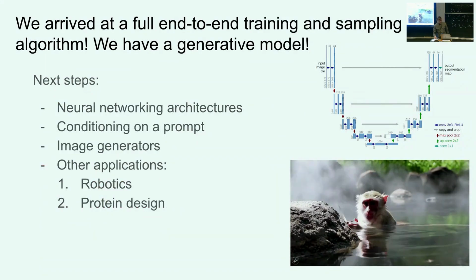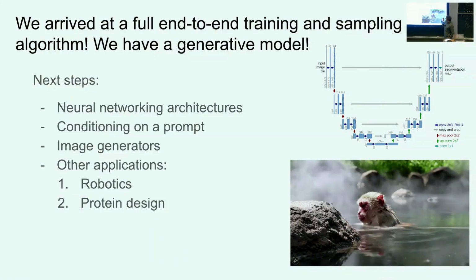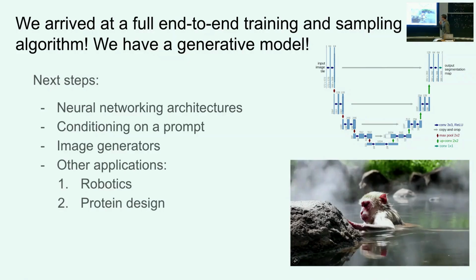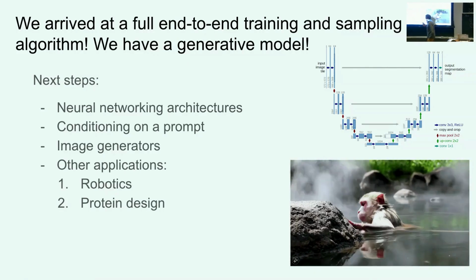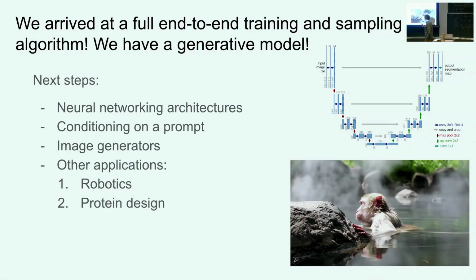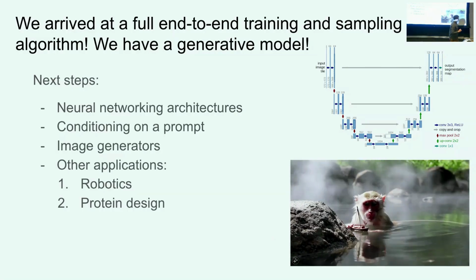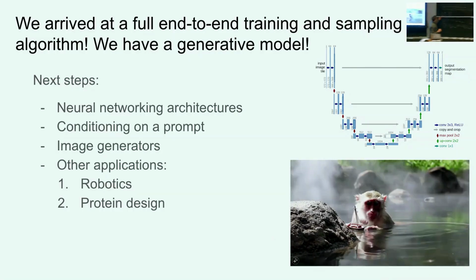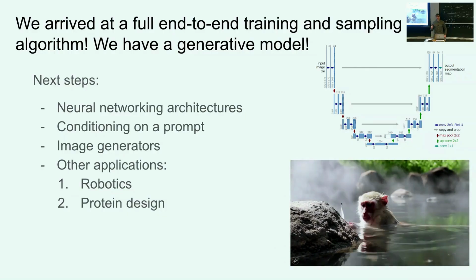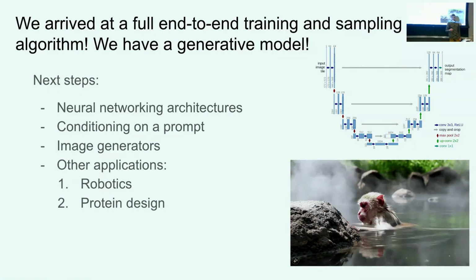All right, so just to reiterate, we arrived here at a full end-to-end training and sampling algorithm. So we have a generative model now. What you can do is generate samples from the data distribution. The question is now, what are the next steps? Next week is going to be more applied. We're going to talk about specific choices that you can make for specific applications. First of all, neural network architectures. So far, the neural network was always just some function, s_t^θ, u_t^θ. I didn't really specify what this function is. We need to make choices, and there are different considerations to make. We're going to talk about them.